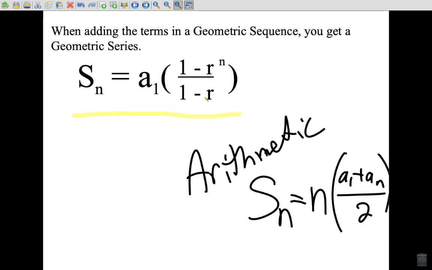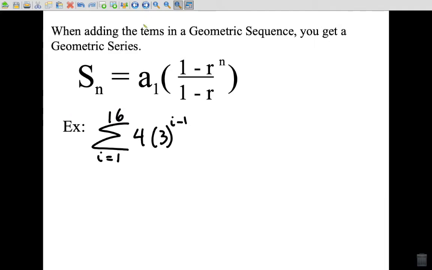You then would simplify this fraction that's in the parentheses. And the very last thing you would do is to multiply the value you've simplified, what's in the parentheses, by the very first term in the sequence. Let's look at an example. So here's a very basic geometric series.